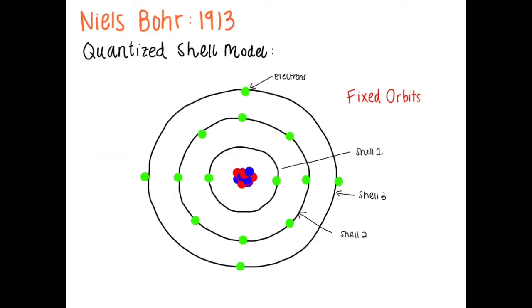In 1913, Niels Bohr used Planck's theories to develop a new and more accurate model of the atom. He modified Rutherford's model by requiring that the electrons move in orbits of fixed size and energy around the nucleus. He called this the quantized shell model.